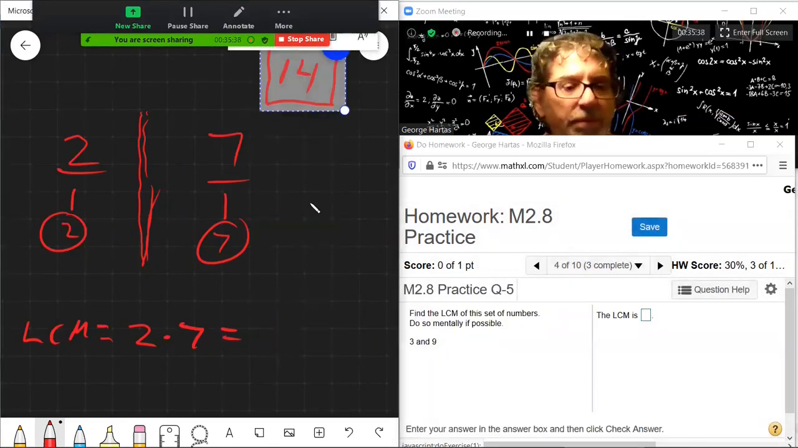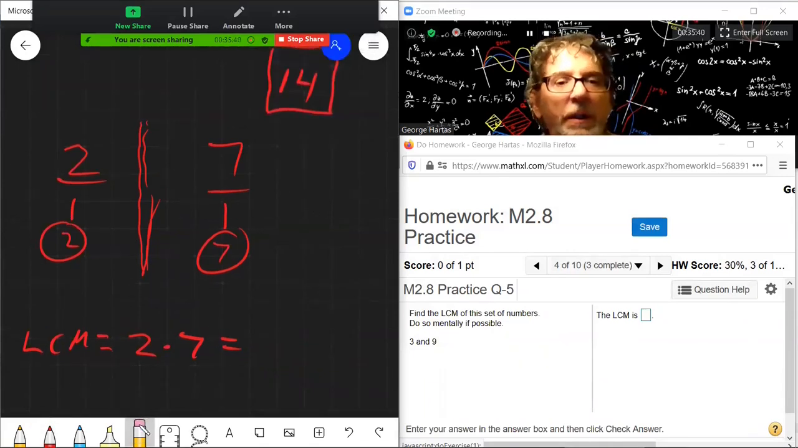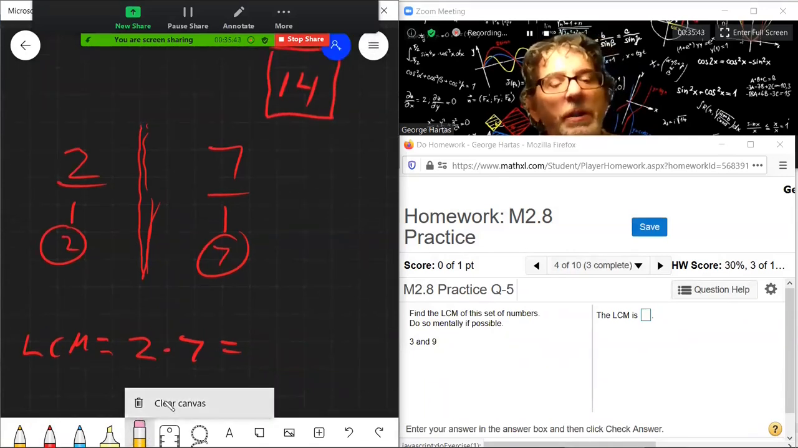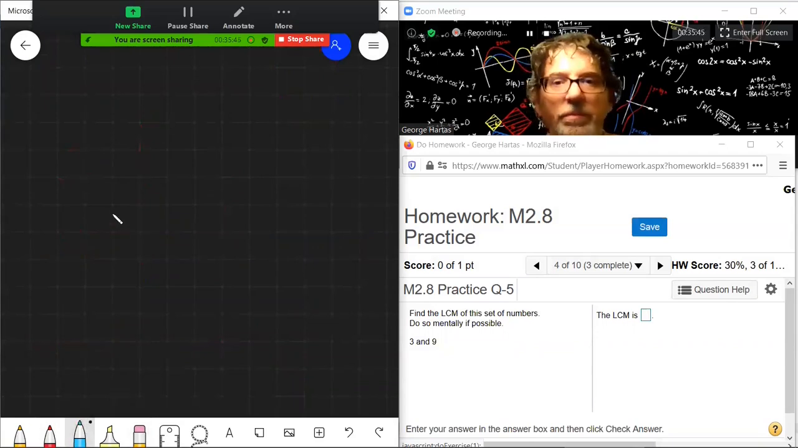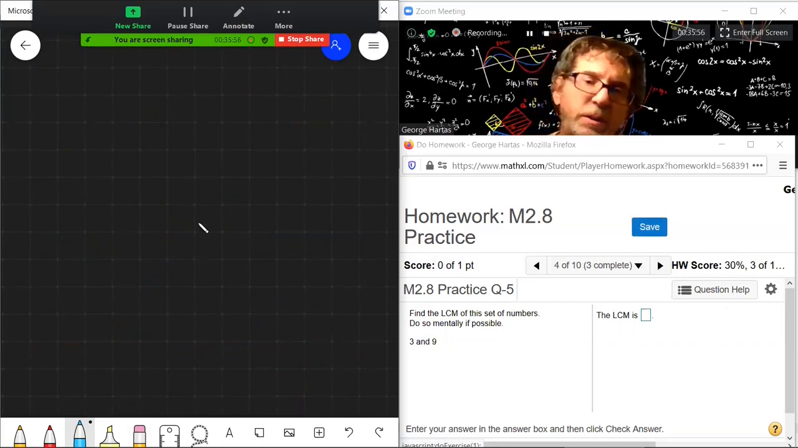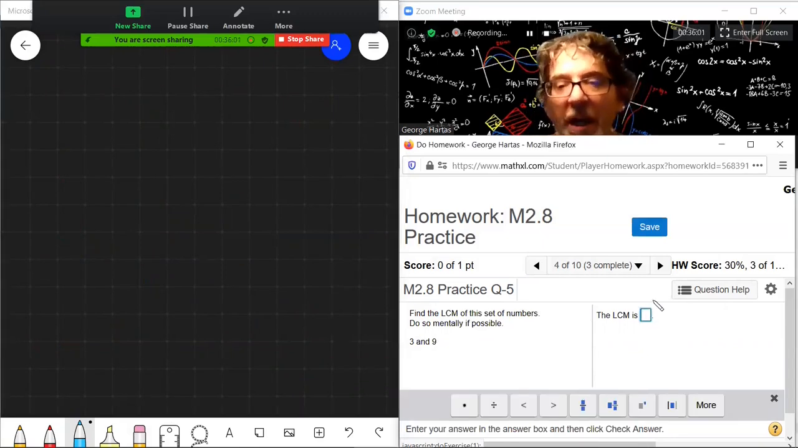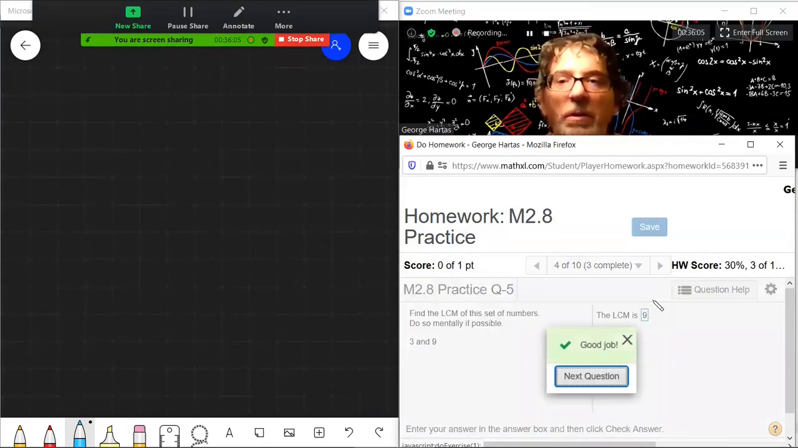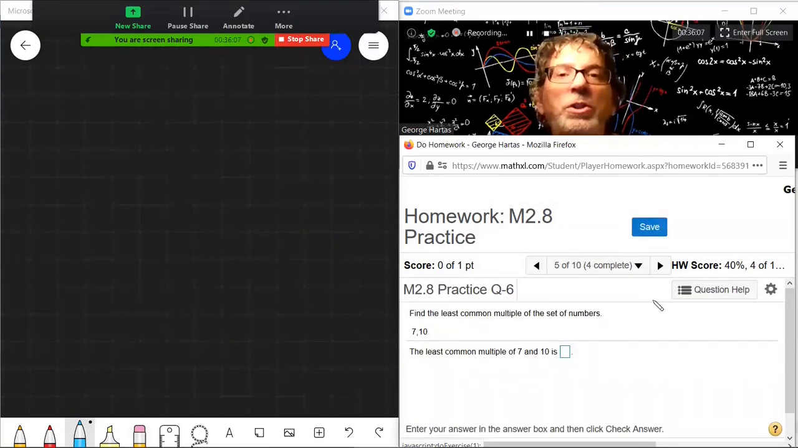Find the LCM. It says do so mentally. So what do you think the LCM is here? You said 9. Correct. 9. 3 goes into 9, and 9 goes into 9. That's why. So yes, it's the bigger of the two. Doesn't always happen, but sometimes it does. And in this case, it does. So it's the bigger of the two, as long as the smaller number divides into the big number evenly with no remainder.